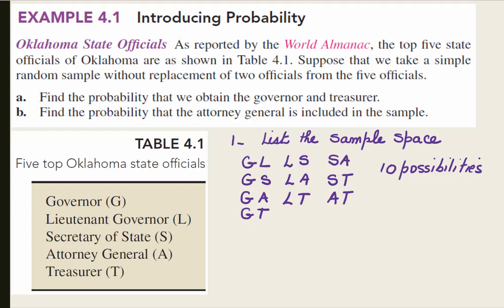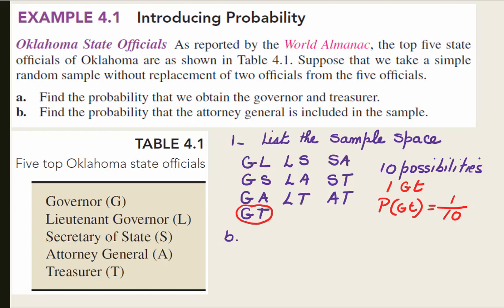Now, out of 10 possibilities, how many have a governor and a treasurer? Without replacement, it'll be this one, governor and treasurer. So we have one governor and treasurer. So the probability of having a governor and a treasurer is 1 out of 10, which is 10%.